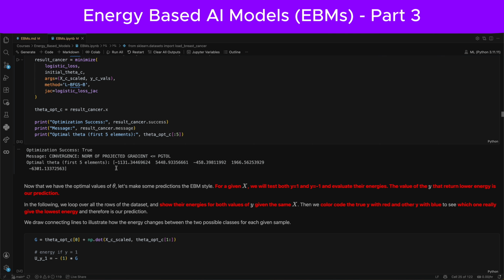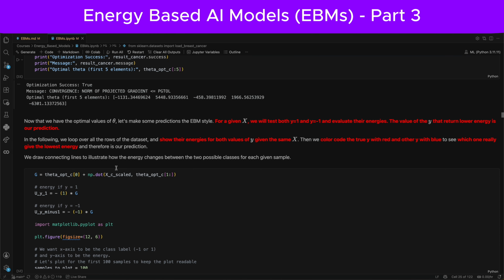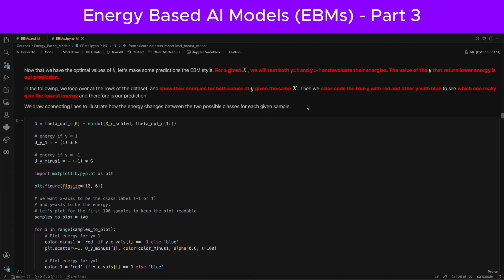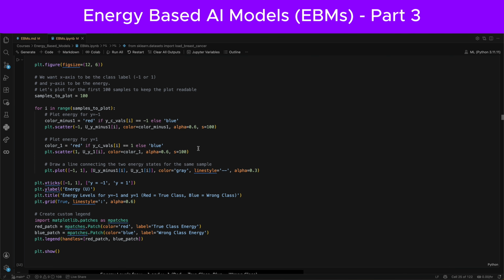Now that we have the optimal values of theta, let's make some predictions in the EBM style. For a given row of the dataset, we will compute the energy of both of the tumor classes. That means we first insert the values of all the columns except the target column into the energy function. Now we are missing the value of y. First, we insert y equal to 1 and compute the energy. And after that, we insert y equal to -1 into the energy function and compute the energy. The value of y that returns lower energy is our prediction.